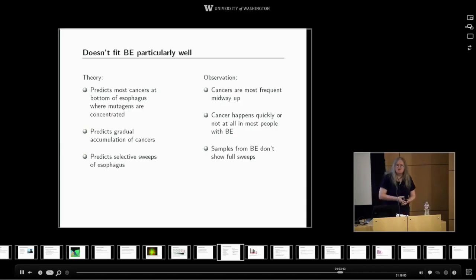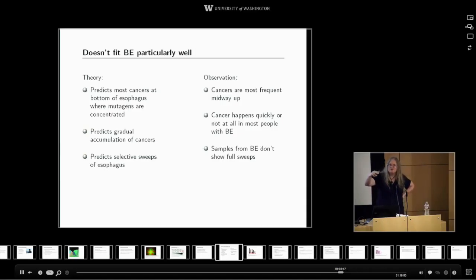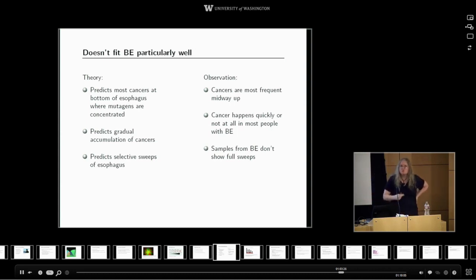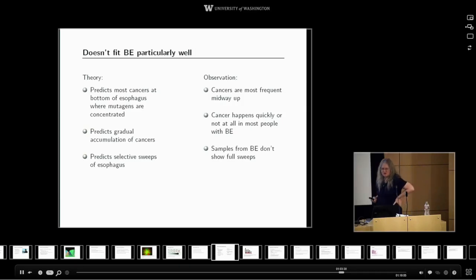The multi-hit theory also predicts cancers arising gradually over time. So your risk gets higher and higher as you get older and older. But what we see with Barrett's esophagus is that either you get cancer within a few years of diagnosis or you probably never will. That doesn't sound very much like the prediction of the multi-hit model.